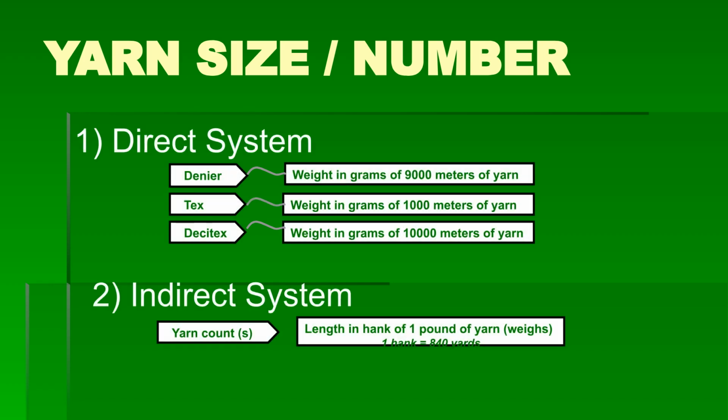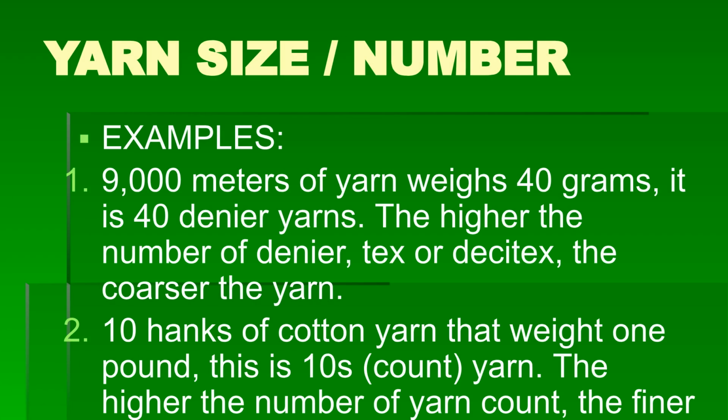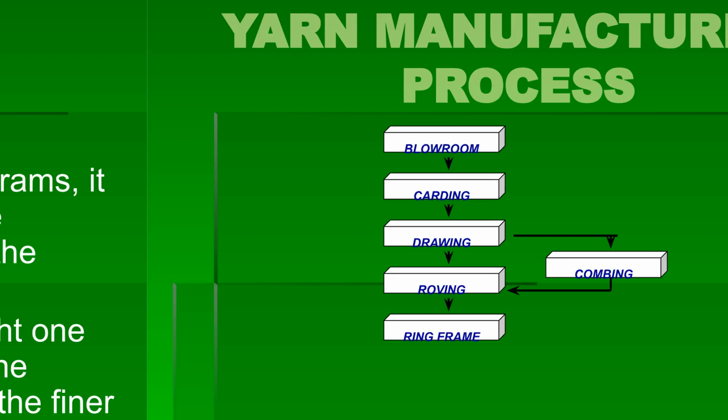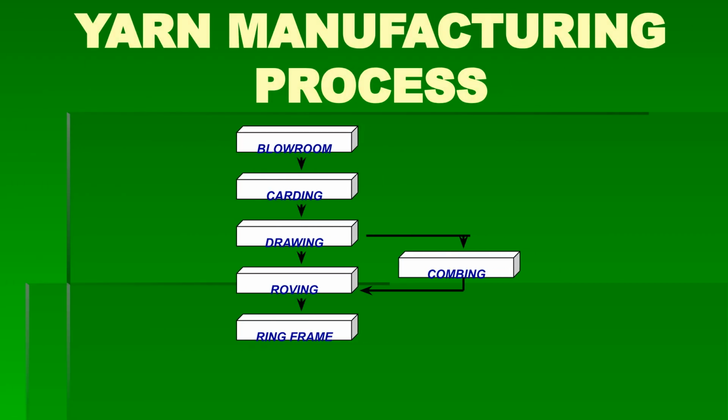The direct system uses denier, tex, and decitex based on the weight of a fixed length of yarn. In the direct system, a higher number indicates a coarser yarn. In the indirect system, where count is based on the length of yarn and a fixed weight, a higher number indicates a finer yarn. The general yarn manufacturing process involves several steps: blowroom, carding, drawing, roving, and ring frame. Combing is an optional step that takes place after drawing.